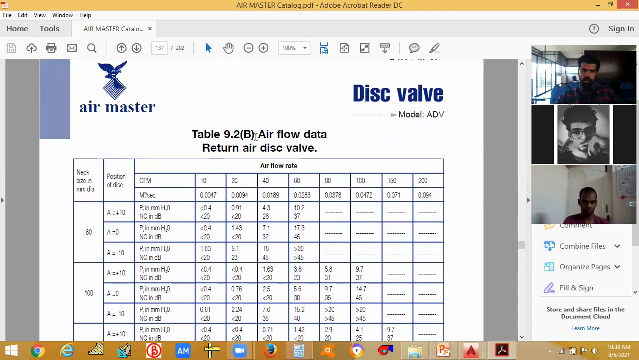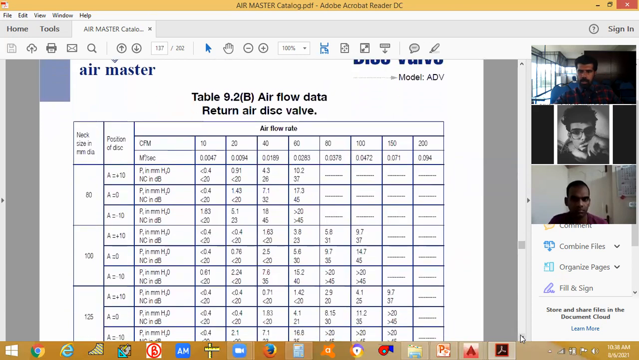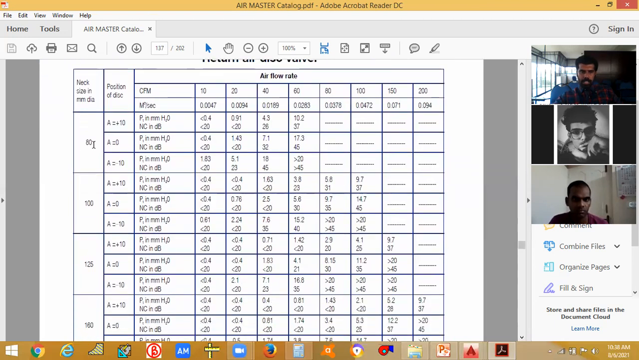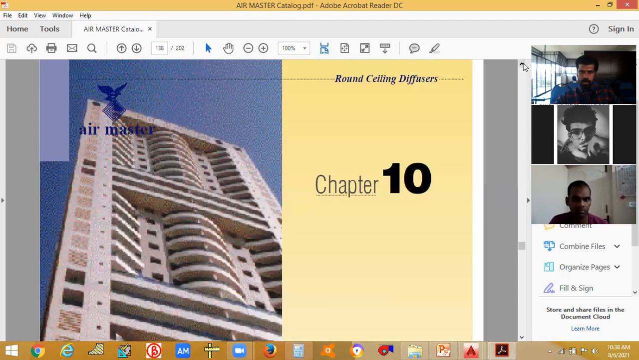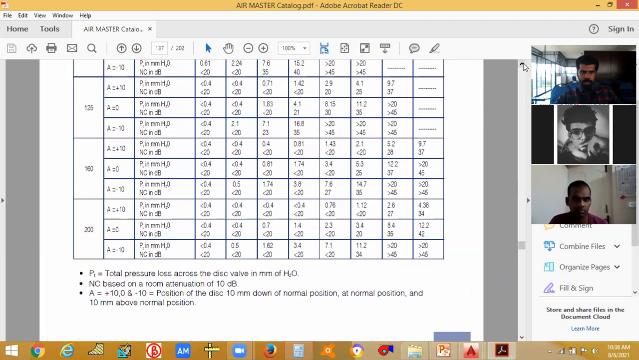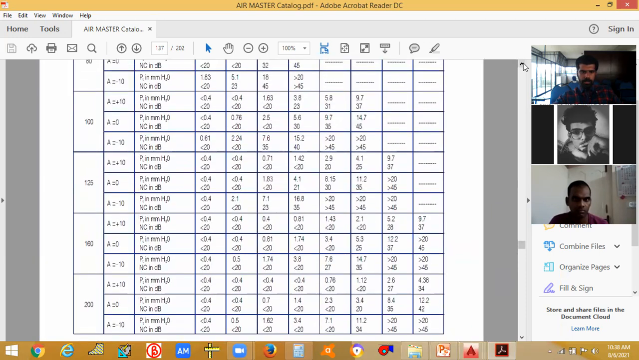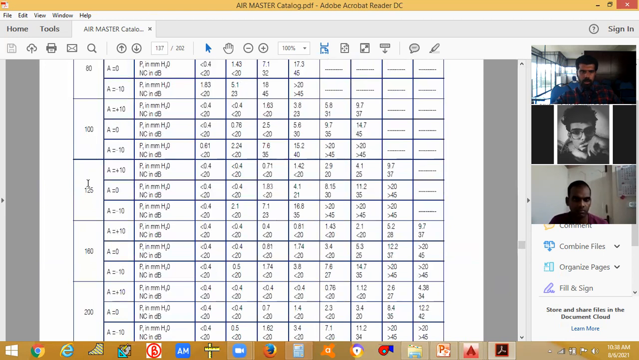This is table 9.2b, airflow data for the return air disc valve. I will explain how to choose it. The neck size, the diameter of the disc valve in mm, is given. You can see different standard sizes: 80, 100, 125, 160 and 200.